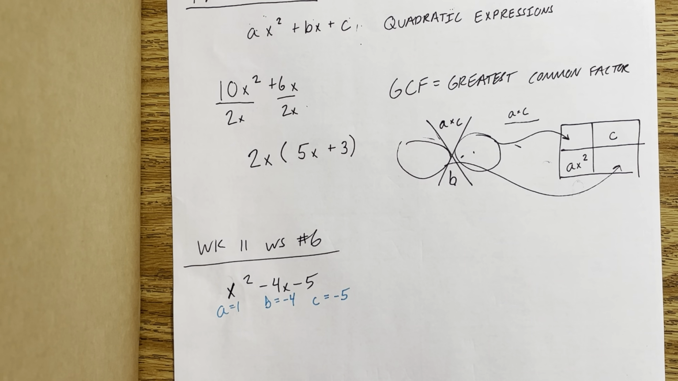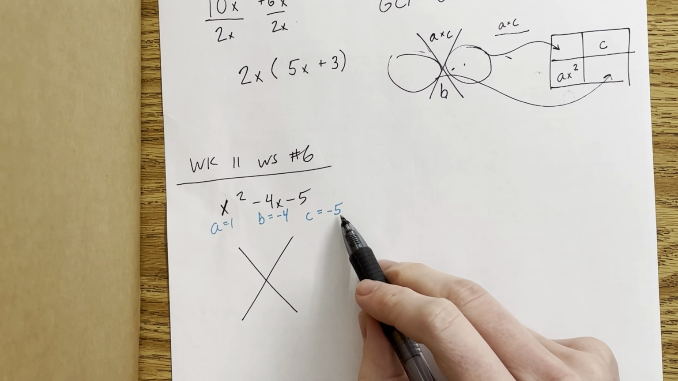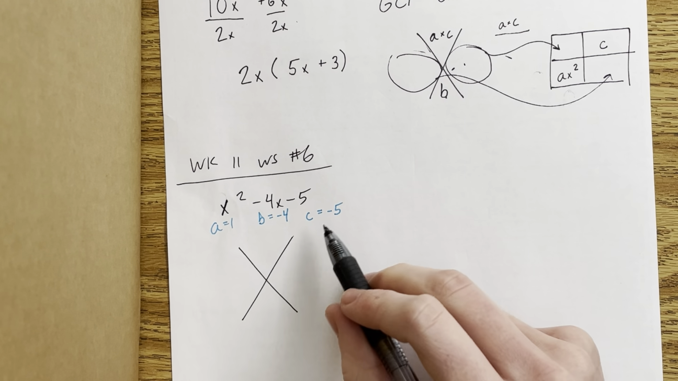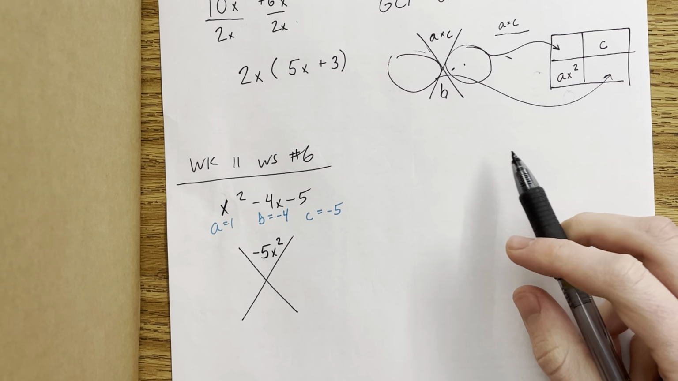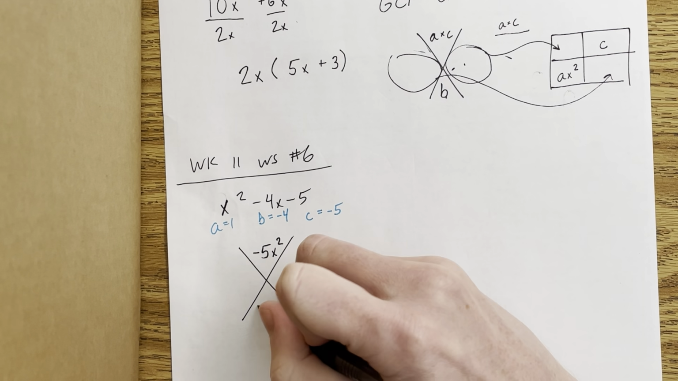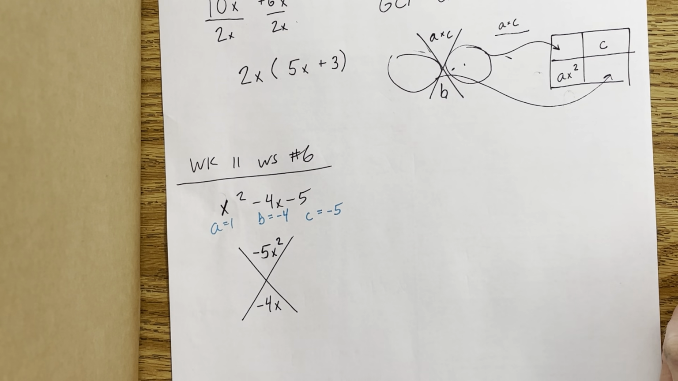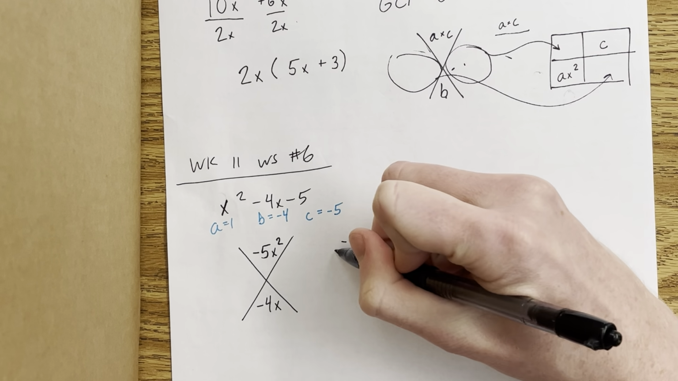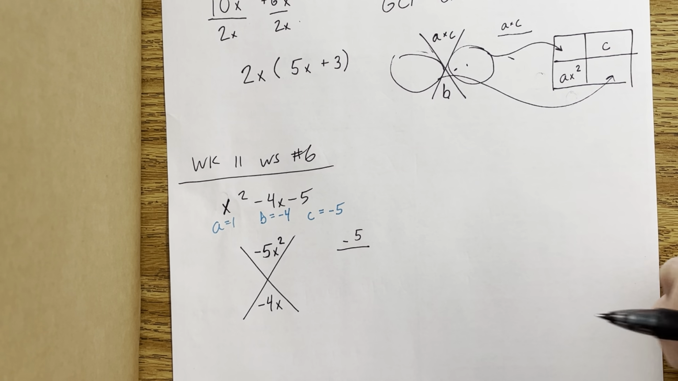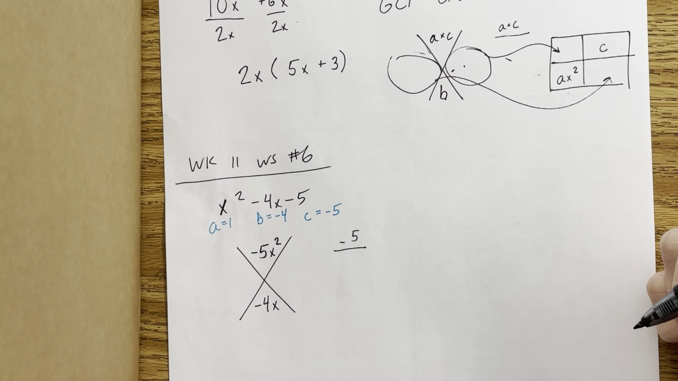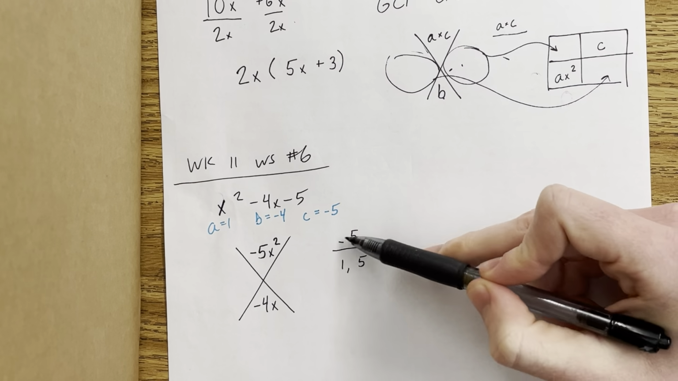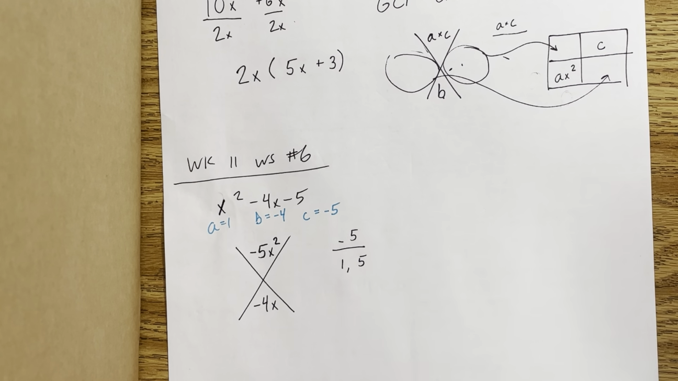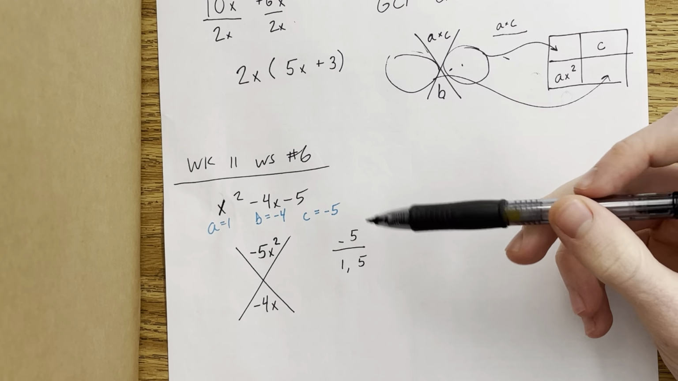Now we're going to follow this formula for the diamond. It's going to be a times c, so x squared times negative 5, that'll be negative 5x squared. Then b goes in the bottom, so that'll be negative 4x. Now I find the factors of negative 5. The only factors of 5, two numbers that can be multiplied by each other, are 1 and 5. But obviously one of them has to be negative, because 1 times 5 doesn't equal negative 5. The question is which one?